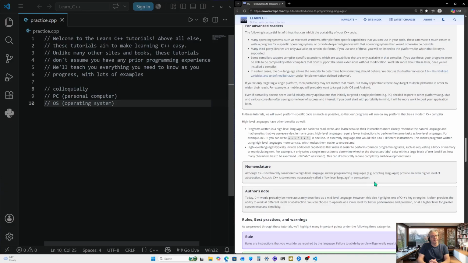Let's see. Where was I? Many applications. For example, yep. Okay, so even if portability doesn't seem useful initially, many applications that initially target a single platform decide to port to another platform. So PC to Mac, after seeing some level of success and interest. If you don't start with portability in mind, it will be more work to make it portable.